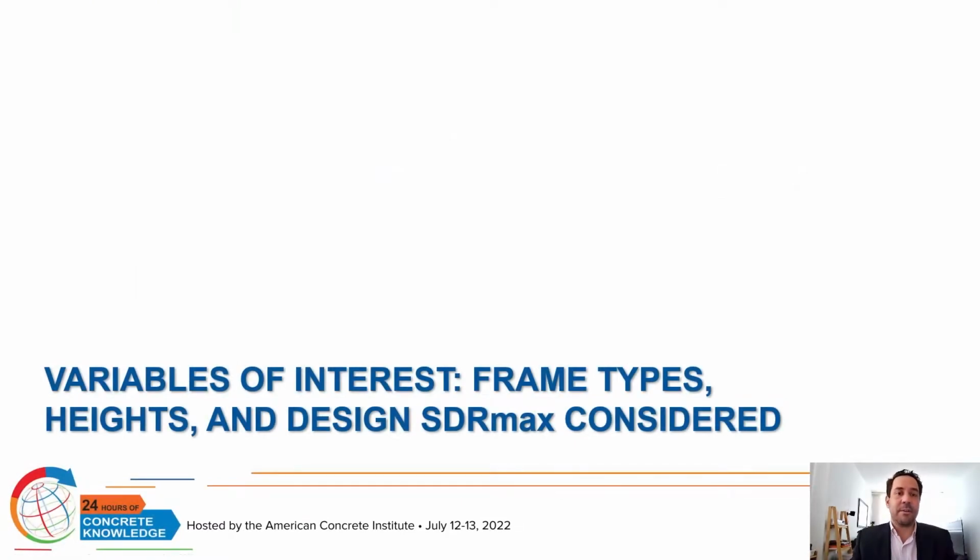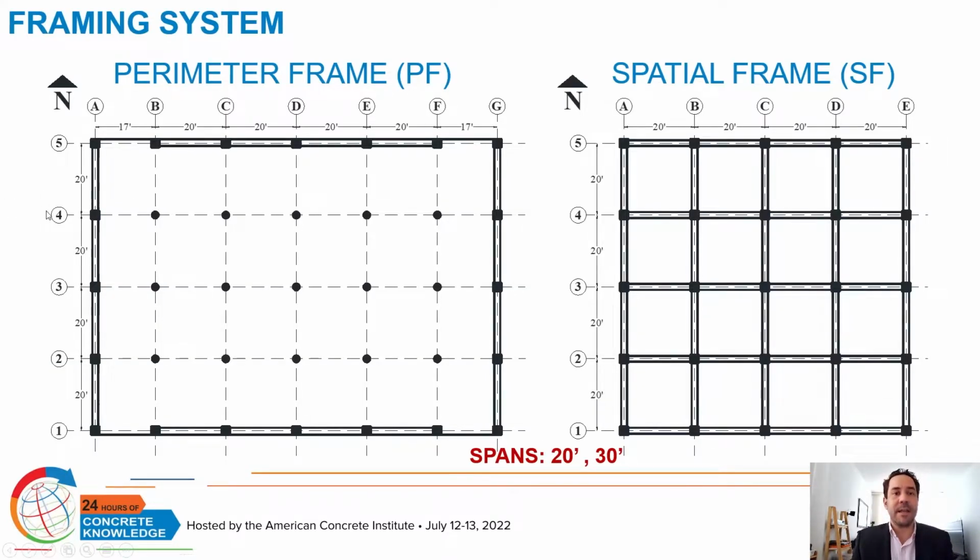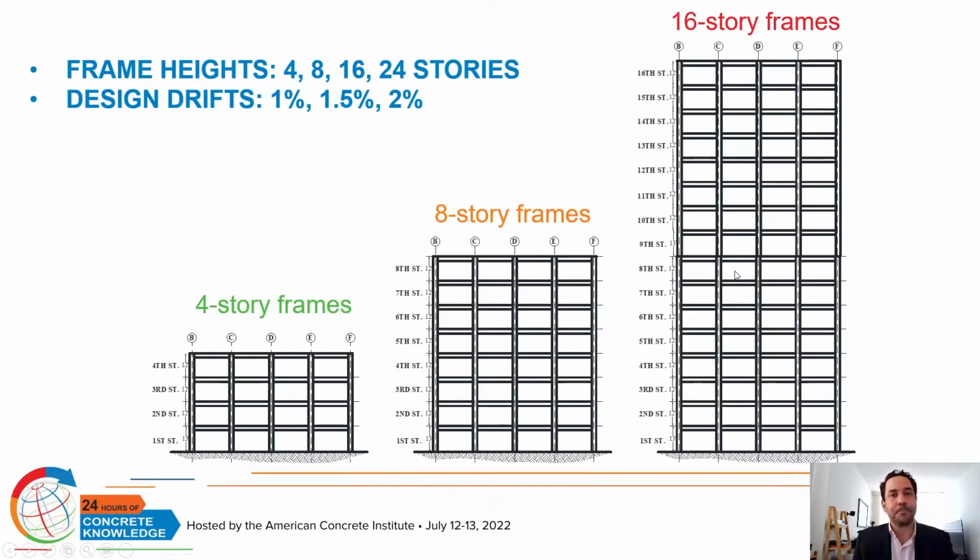The variables of interest for this research include frame type, height, and maximum drift ratio allowed. On the left-hand side here, we have what we call the perimeter frames, in which the seismic loading is taken by the frames at the edge, while the gravity loading is taken by the columns in the middle of the structure. Special frames include frames in each of the axes. On the left-hand side, we have a system that is typical of the US, while this one on the right-hand side is more typical of other Latin American countries.